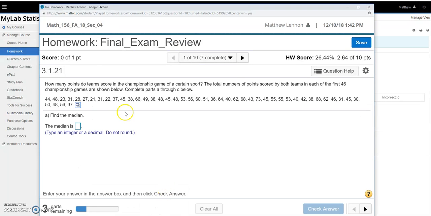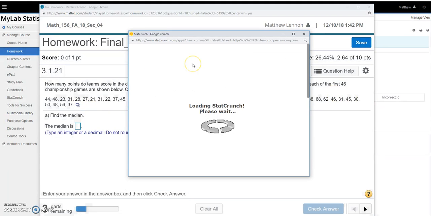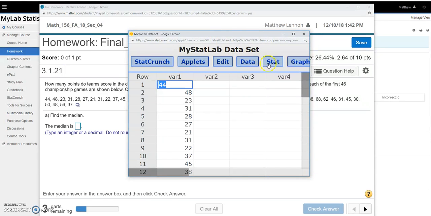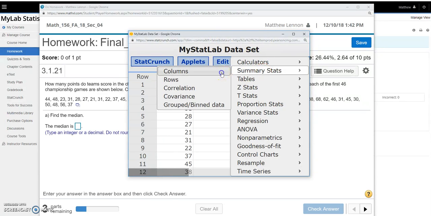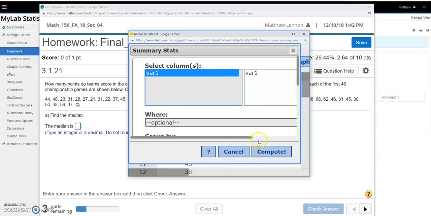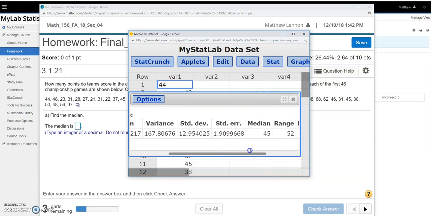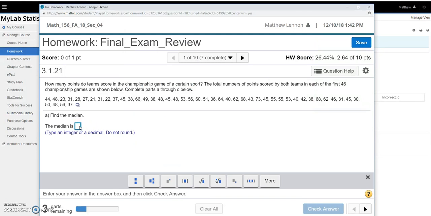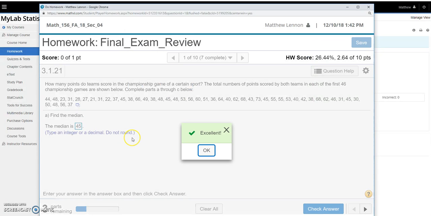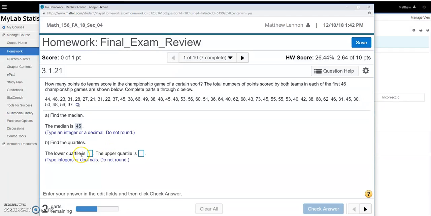So I guess I shut down StatCrunch by mistake again. So again, Stat, Summary Stats, by column, variable 1, the median was 45. And then the quartiles, Q1 and Q3 and so on. So let's continue.